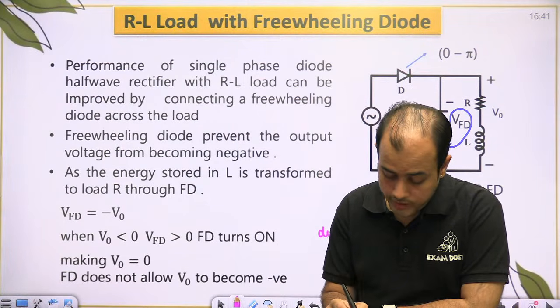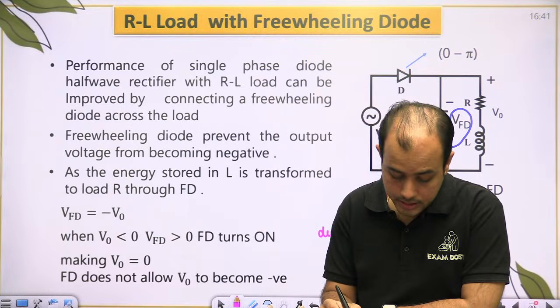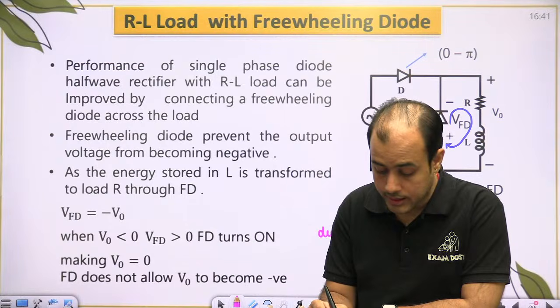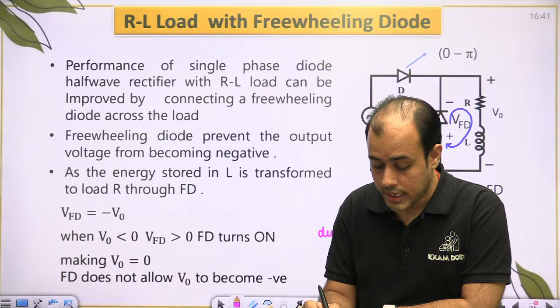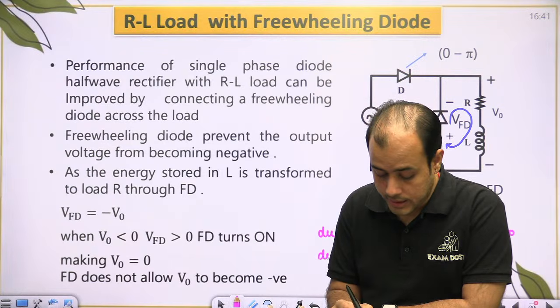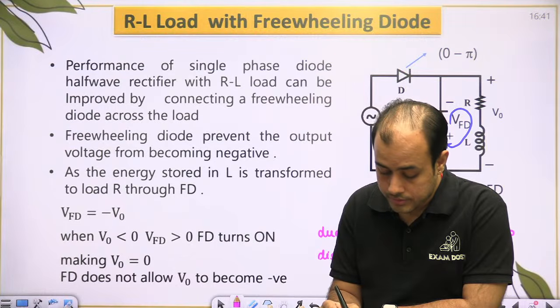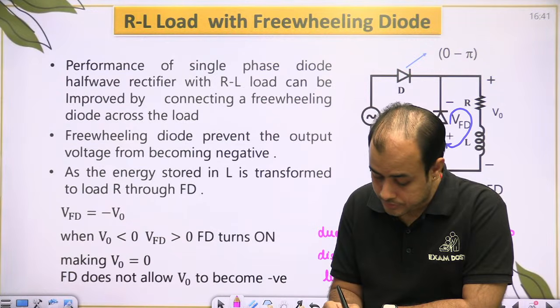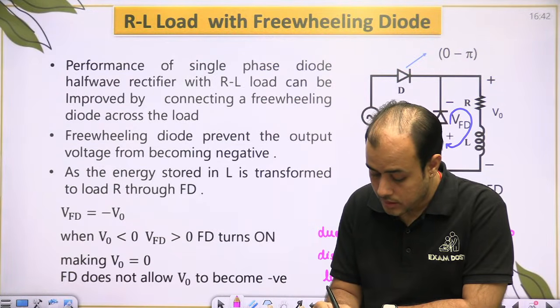तो ड्यू टू फ्रीव्हीलिंग डायोड, इंडक्टर takes more time to discharge, so beta increases, load current continuity improves.